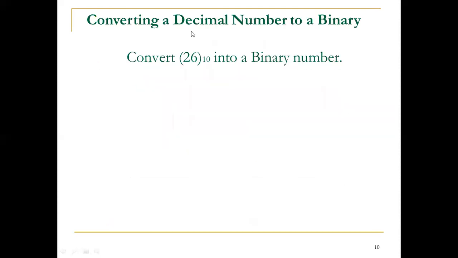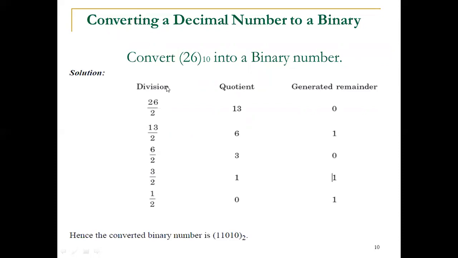Conversion is very much required for addition. Suppose you have to add two binary numbers and you have a decimal number available, so you must convert that decimal number into binary. For example, we have the decimal number 26 and we need to convert it to binary. Let us see one example.